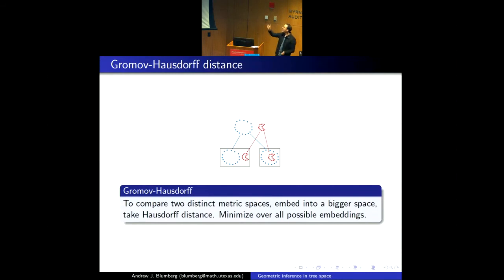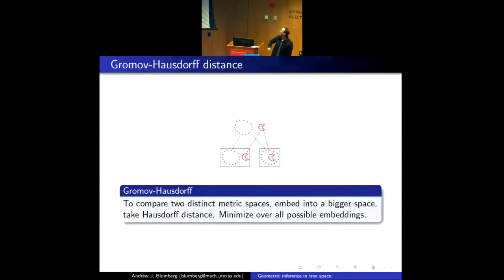And so instead we have this notion that's called the Gromov-Hausdorff distance, where the idea is you take the minimum over all possible embeddings into some bigger containing metric space and then take the Hausdorff distance. And another way of thinking about this is you're allowed to do any kind of transformation you want of these points. You can move them around, and you take the best distance you can.